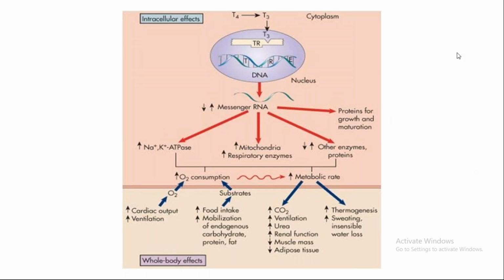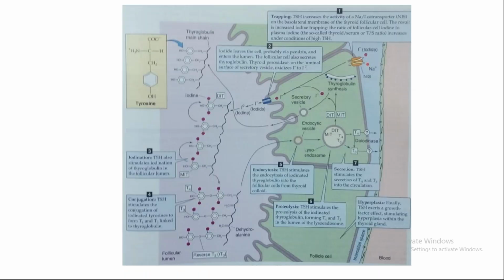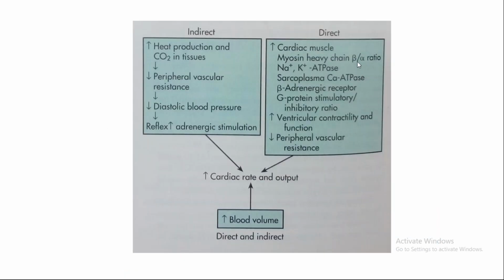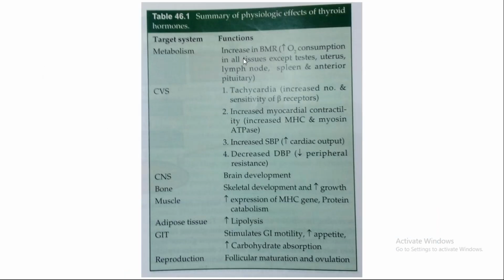So this is, in general, in outline, the function of the thyroid hormone. Now we'll see all the functions system wise. Yes. Now here we can see all the systems in detail. First is the metabolic activity. Metabolic activity increases. I have already explained in detail that it increases the oxygen consumption in all the tissues.